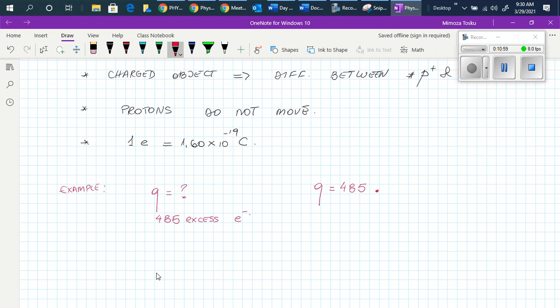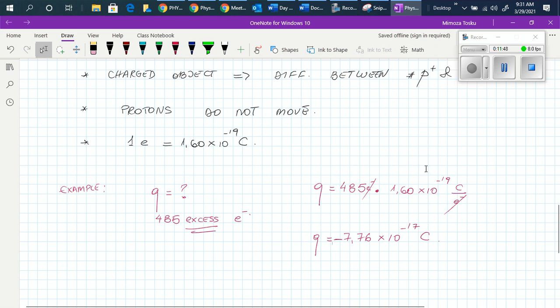485 times the charge of the electron itself. So it is 1.60 times 10 to the power of negative 19 coulombs per one electron. So this is the number of electrons, and this is coulombs per electron. So electrons and electrons will cancel out, and then the charge will be 485 times 1.60 times 10 to the power of negative 19, and this will be 7.76 times 10 to the power of negative 17 coulombs. And since we have excess electrons, the object is negatively charged.